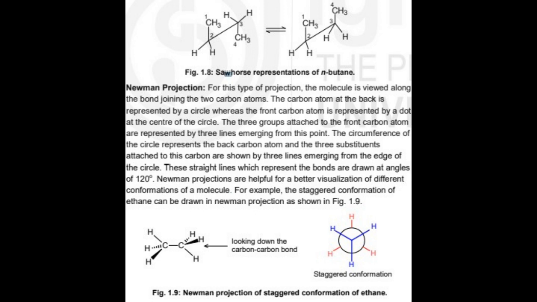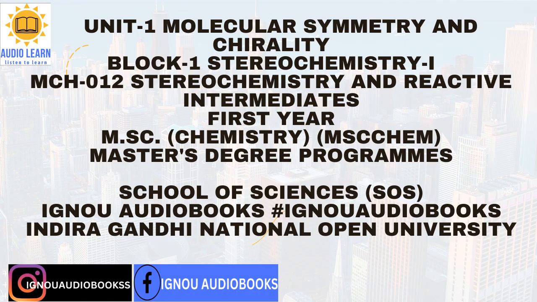Newman projection. For this type of projection, the molecule is viewed along the bond joining the two carbon atoms. The carbon atom at the back is represented by a circle, whereas the front carbon atom is represented by a dot at the center of the circle. The three groups attached to the front carbon atom are represented by three lines emerging from this point. The circumference of the circle represents the back carbon atom, and the three substituents attached to this carbon are shown by three lines emerging from the edge of the circle. These straight lines which represent the bonds are drawn at angles of 120°.